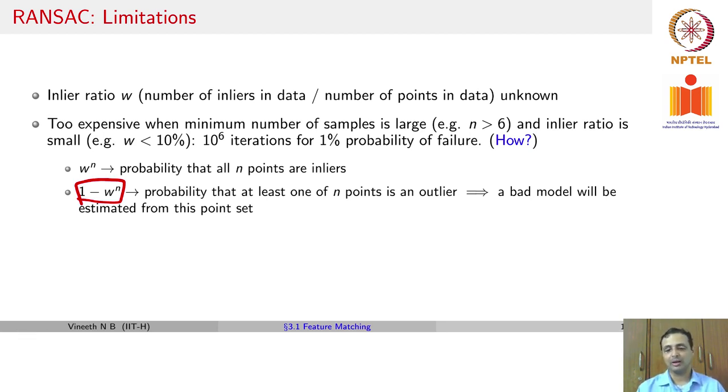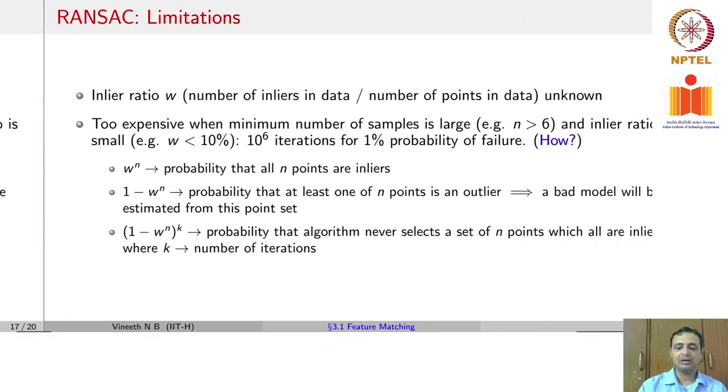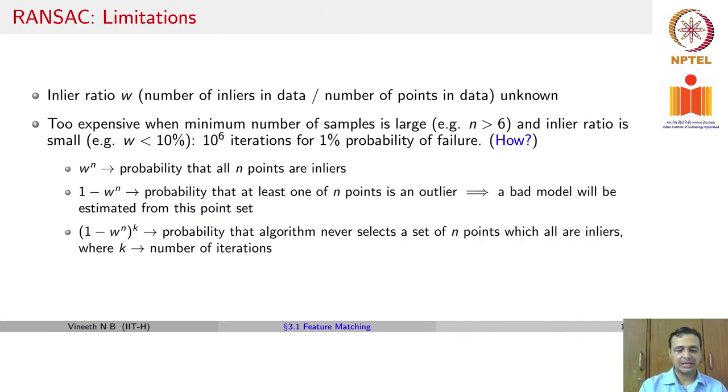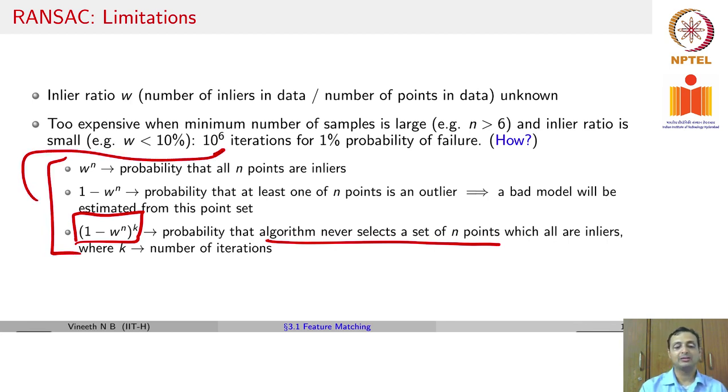And when one of those points is an outlier, we're going to get a bad model which may not have too many correspondences in its neighborhood. If you run k different iterations, then the probability that the algorithm never selects a set of n points which are all inliers is (1 minus W power n) power k. Okay, this should seem straightforward. Using these 3 terms, you should be able to work out why this would happen as an example here. Try working it out by yourself.